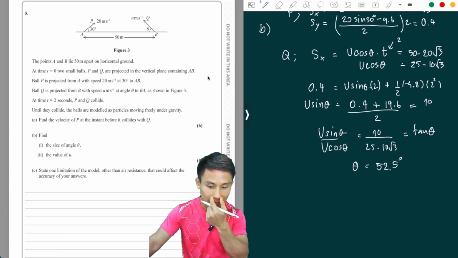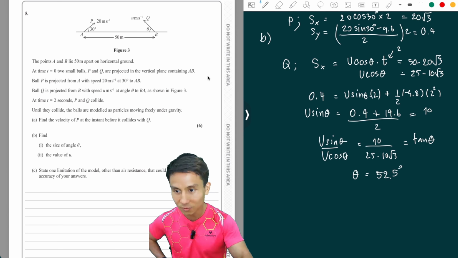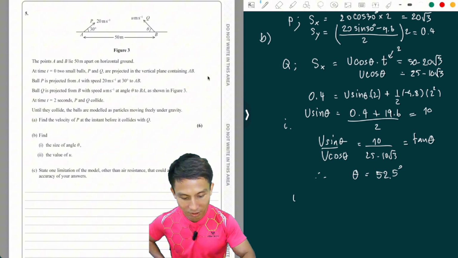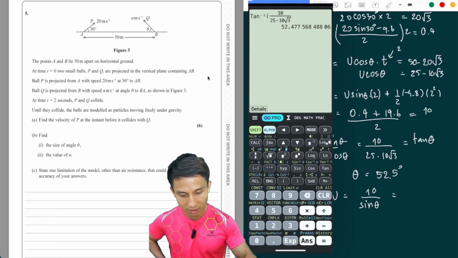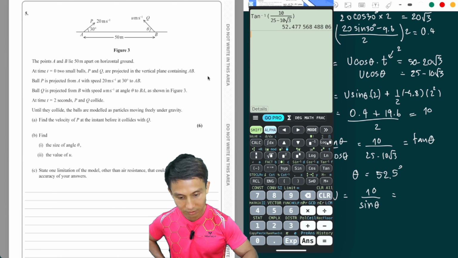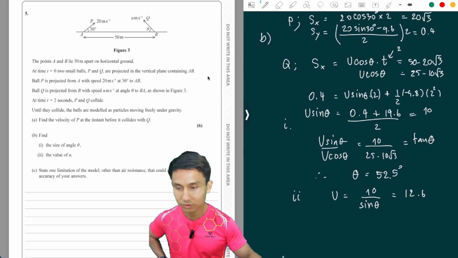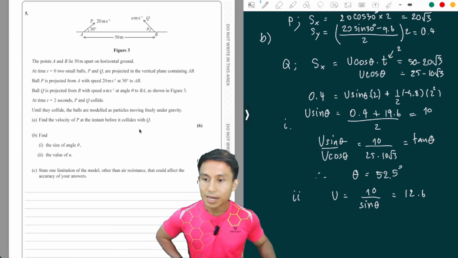And then we can find the u as well. Just plug it in one of those equations. So if we plug theta into sine here, we can find the u. So u equals 10 over sine theta, which is just the angle we got earlier. So I'm just going to keep that as answer first, and then I do 10 over sine answer. So that's going to be 12.6. That's the u. Okay, so that's part B. Next, part C.